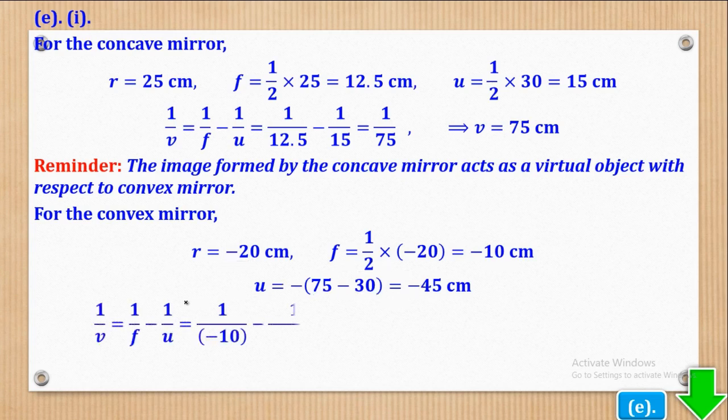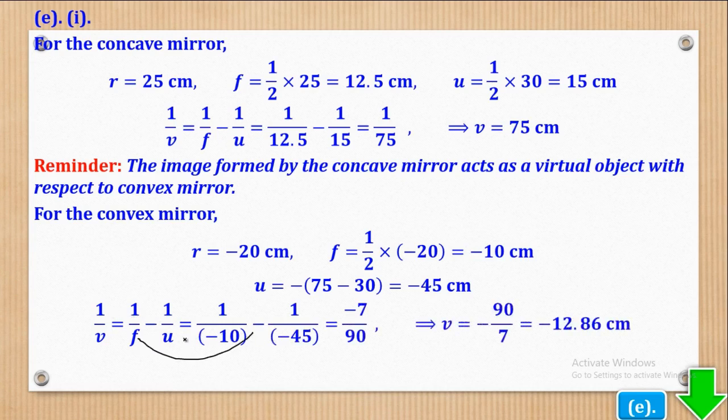Now I use the mirror formula still to come up with 1 over F is that, U is that. Therefore 1 over V is negative 7 over 90, meaning that V is the reciprocal. But in physics we are not allowed to leave the answer in fraction form. Therefore you reduce it to become negative 12.86 centimeters. So always remember, in math it is okay to leave an answer in fraction form, but in physics it is not okay.